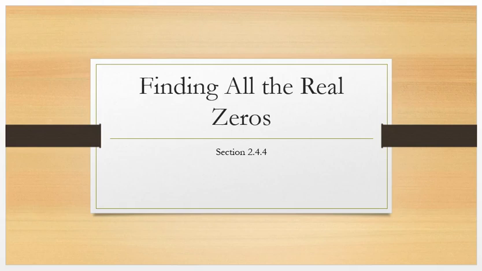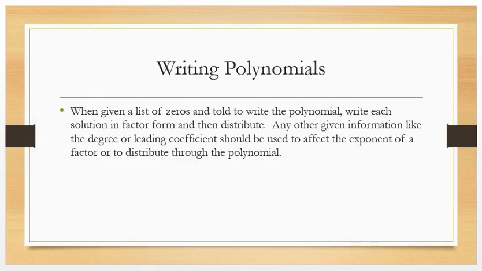So now we're going to conclude our look at section 2.4 with both finding all the real zeros and using the zeros to work backwards and find the polynomial. So first we'll look at how to work backwards. Instead of giving you the polynomial and asking you to factor it down and find the zeros, now they're going to give you the list of zeros and ask you to multiply the factors together so that you can find what the original polynomial would have been.